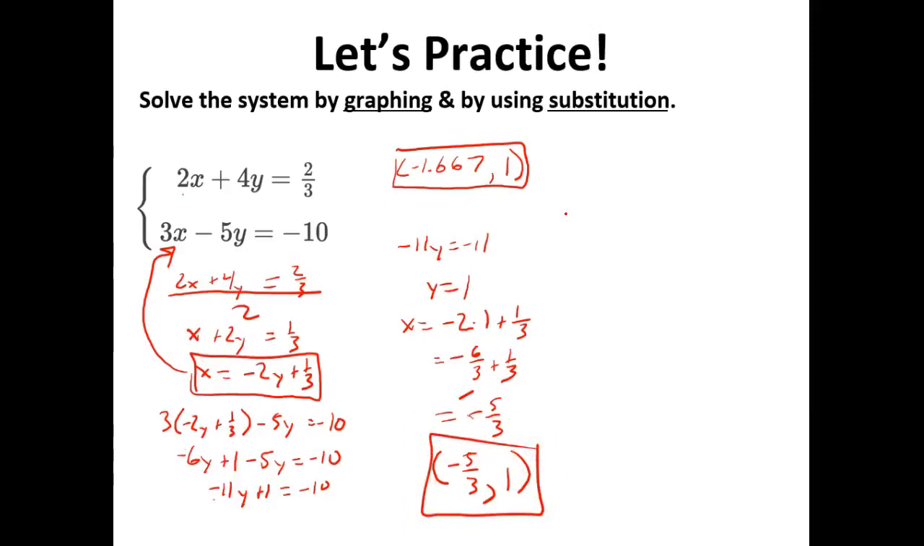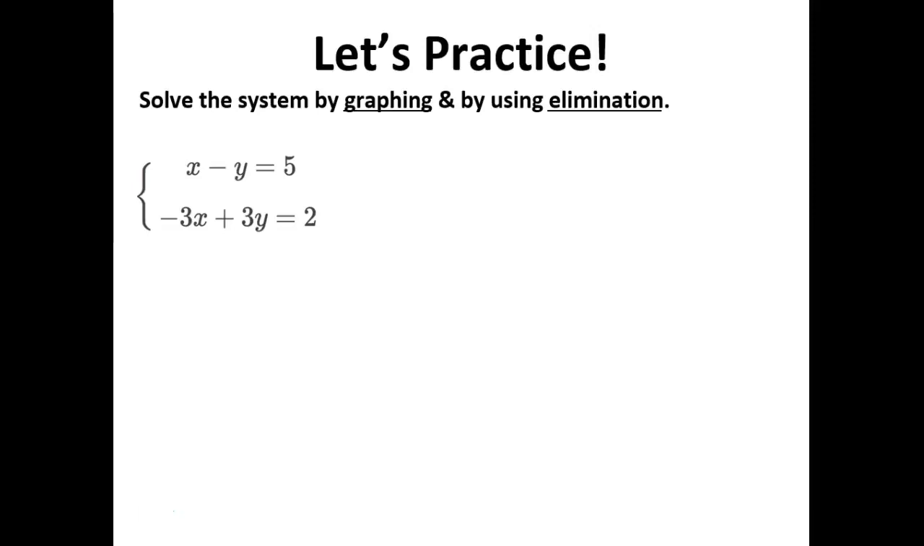If I just wanted to double check or triple check, because I already found the answer graphing it, we'll go ahead and put that into here to check one of them. 3 times -5/3 minus 5 times 1. Does that equal -10? Well, this is -5 minus 5, which yes, that does equal -10. This one solved the system by graphing and using substitution.